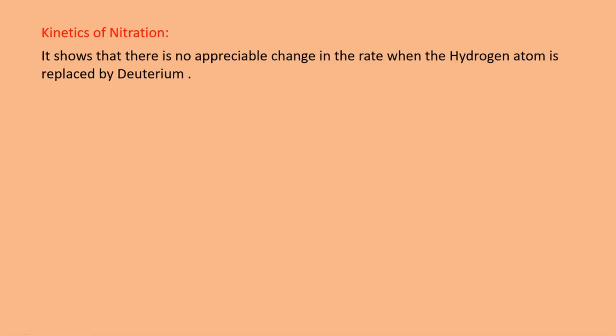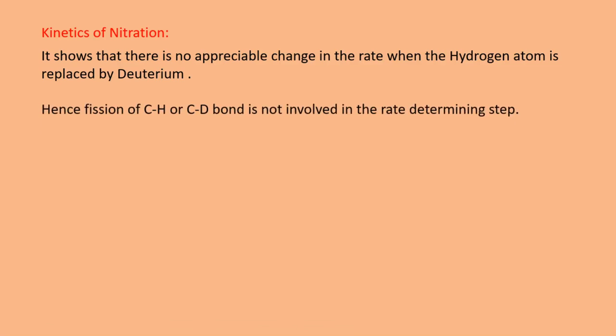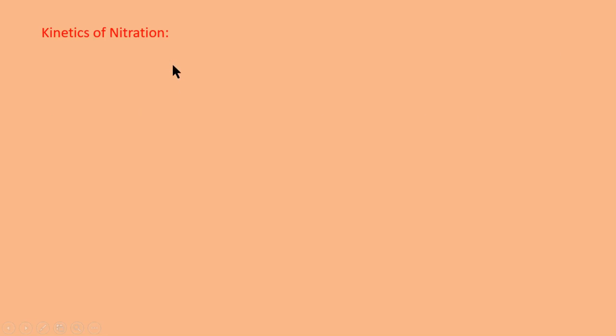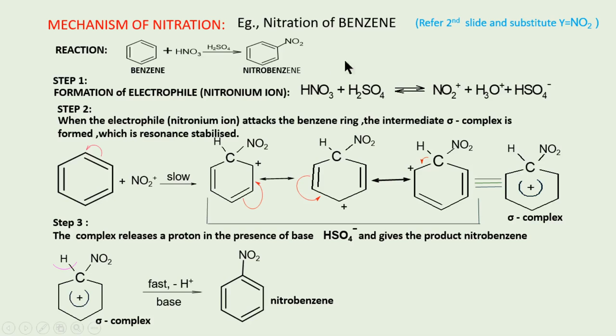Now when we consider the kinetics of nitration, there is no appreciable change in the rate when the hydrogen atom is replaced by deuterium, and at the same time the fission of the CH or CD bond is not involved in the rate determining step, where CD represents the bond with deuterium. For this we have to go to the previous slide. Now in this slide, when the CH bond, this one, when hydrogen is substituted by its isotope deuterium, having heavier mass when compared to hydrogen, the rate of the reaction does not change appreciably.